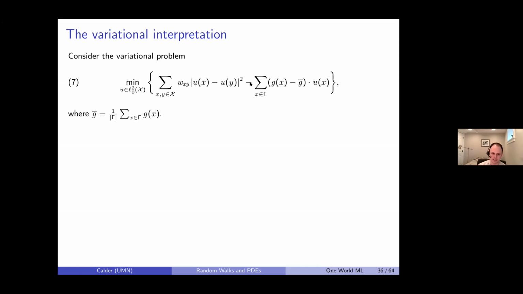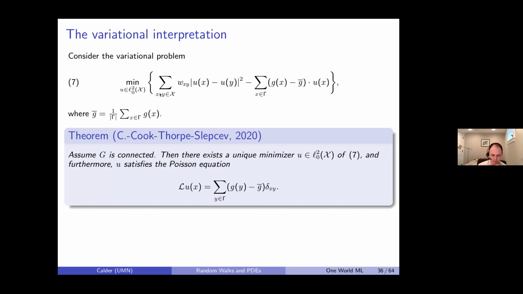There's a minus because you're minimizing this, but really you want to maximize the alignment of these label vectors. And so the theorem is that if you minimize this over mean value or over 0 mean value functions, then there's a unique minimizer, and it's also the unique solution to the Poisson learning equation.